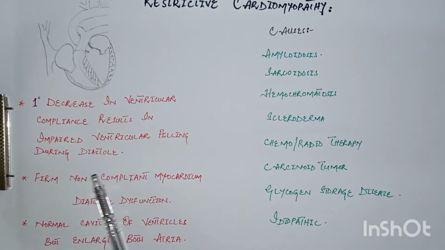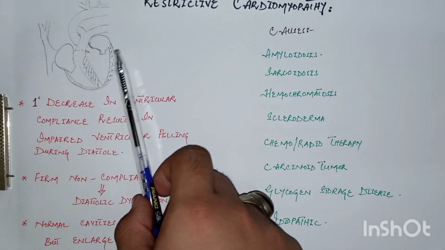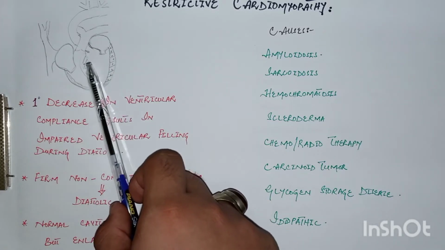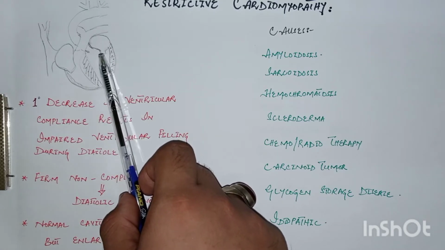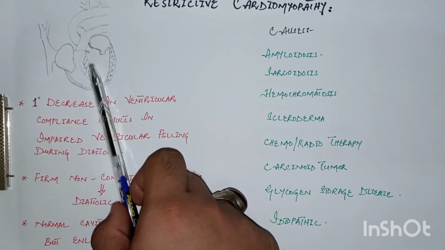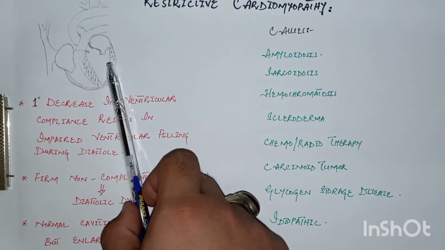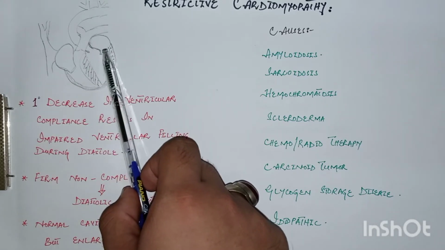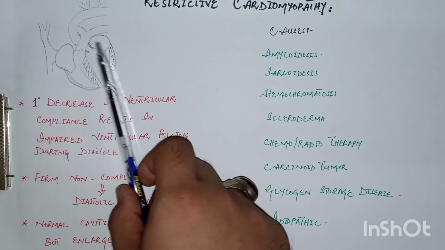So a non-compliant myocardium leads to diastolic dysfunction. The heart is unable to relax properly during the diastolic phase, and also there is more than normal end diastolic pressure. The cavities of the ventricles are normal in size, but the myocardium is stiff, firm, and thickened. When the atria contract against these stiffened ventricles, there is atrial enlargement on both sides.